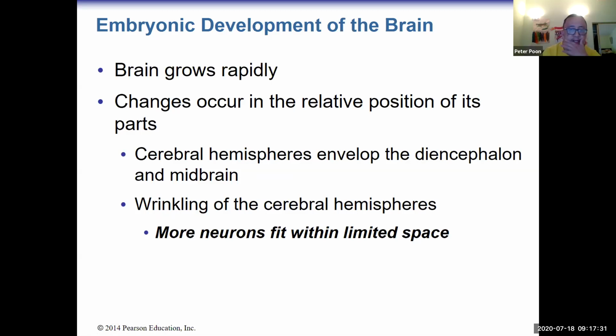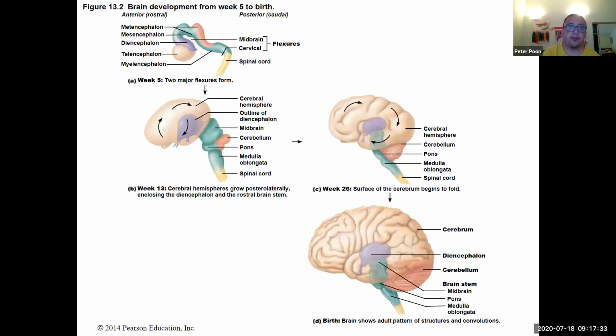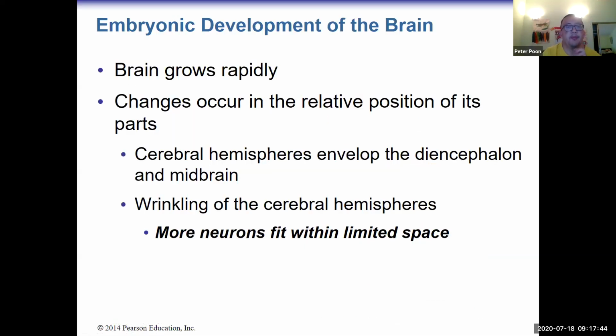So what happens here is you start off with a cord, it starts to swell, and you can see there's folds upon folds. The folding upon folding is the wrinkling of the cerebral hemispheres, and that makes more surface area. And more surface area means that I can fit more neurons onto the surface, and therefore I can have more neurons.